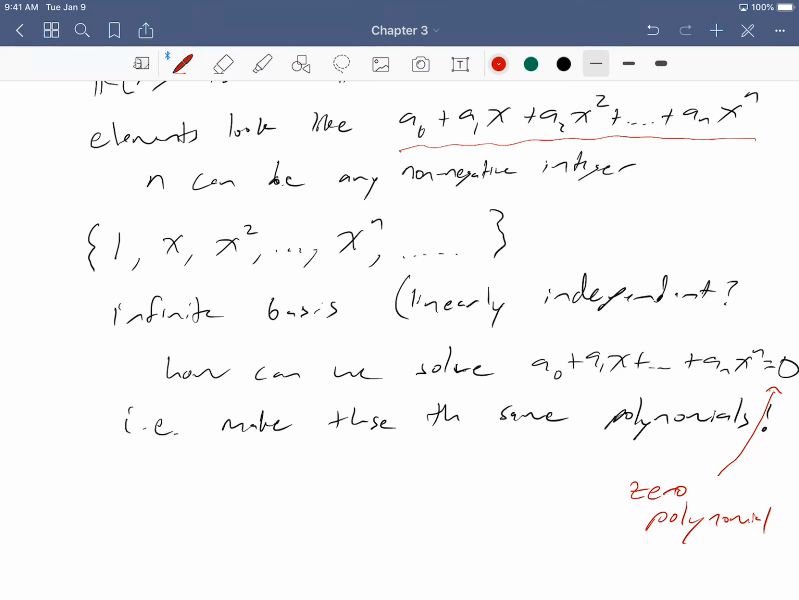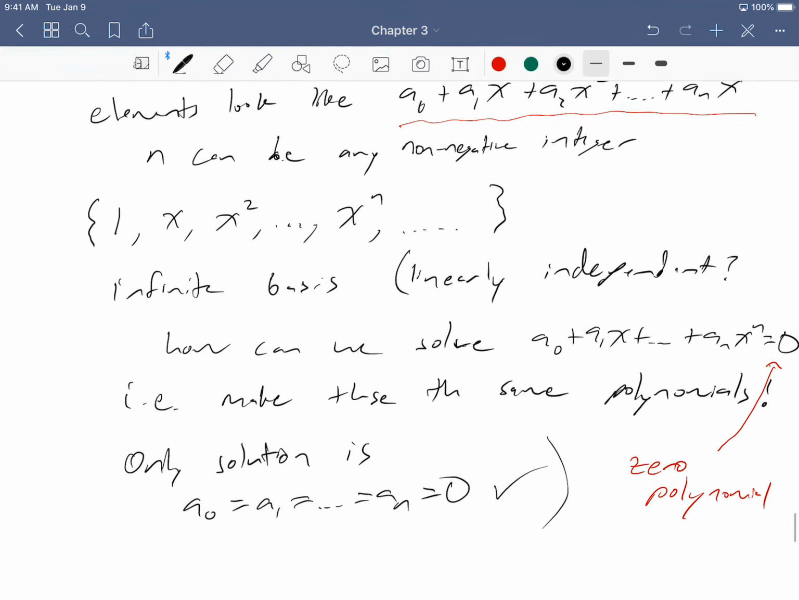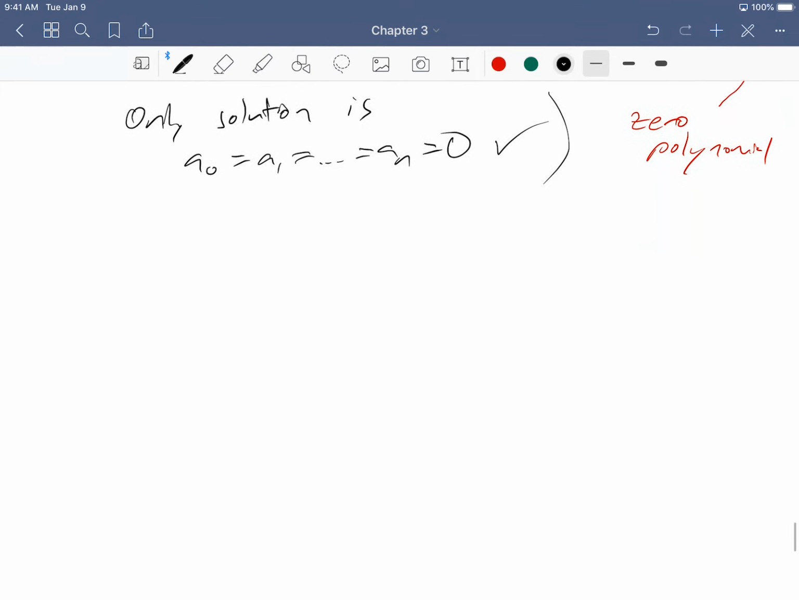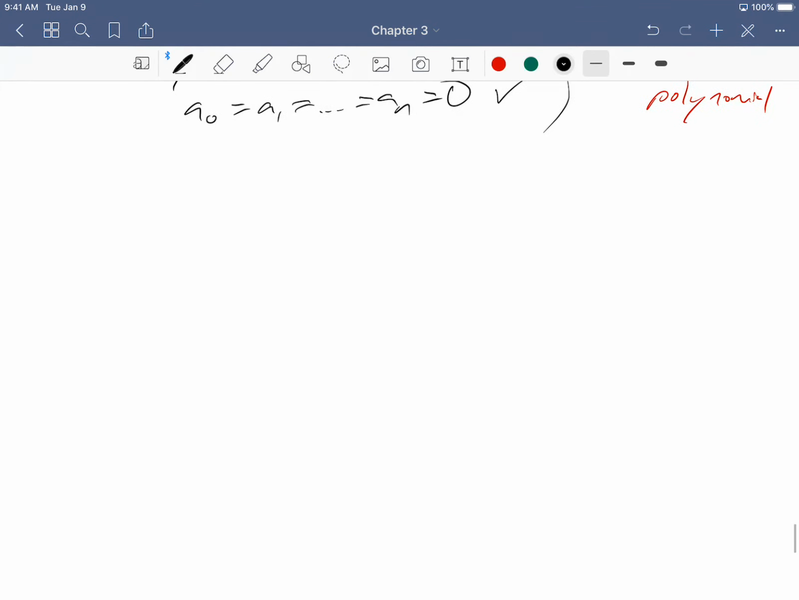Okay, and so our answer to this question, is it linearly independent? How can we solve this? The only solution, if it's going to be the 0 polynomial, is that all the coefficients are 0. A0 is 0, A1 is 0, all the way up to an is 0. So they are linearly independent. All right, so this was an infinite dimensional vector space. Okay, let's do one more.